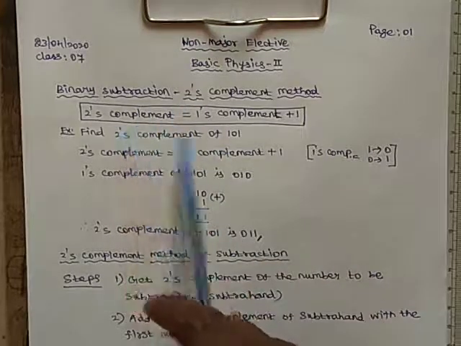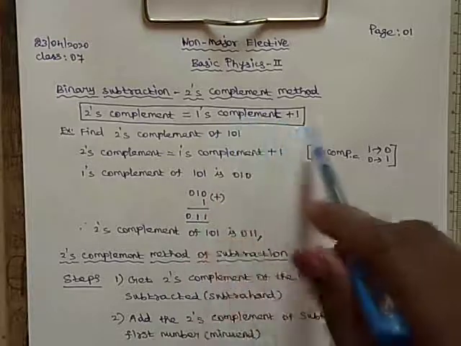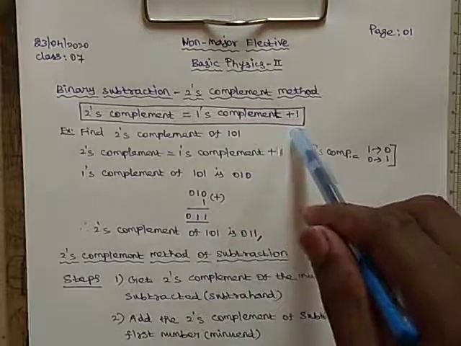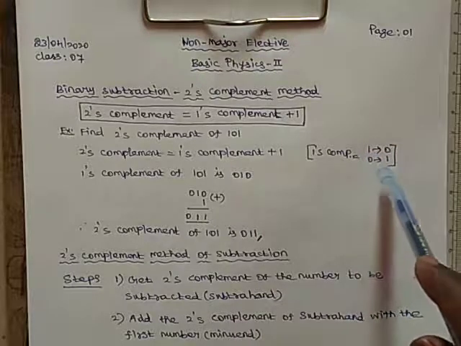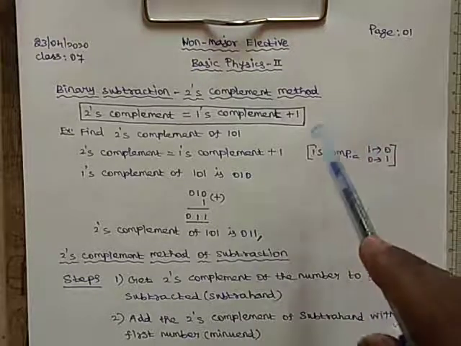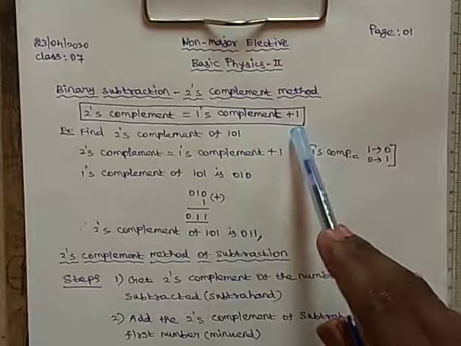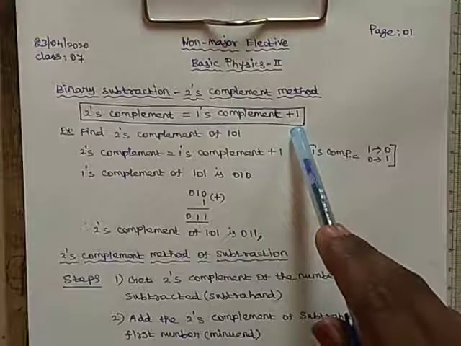Two's complement is nothing but one's complement plus 1. We know that for one's complement we convert 1 into 0 and 0 into 1. After that, we add 1 to the result, and that is called the two's complement method.